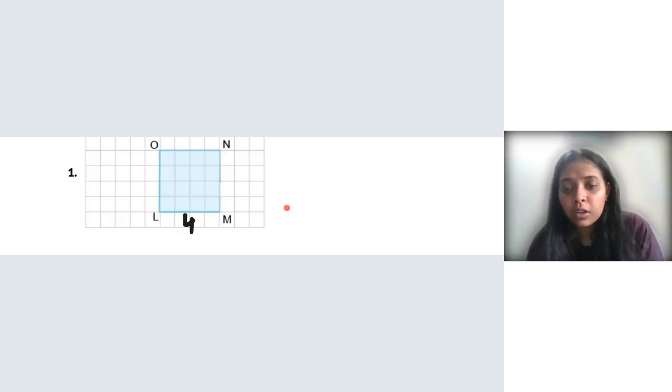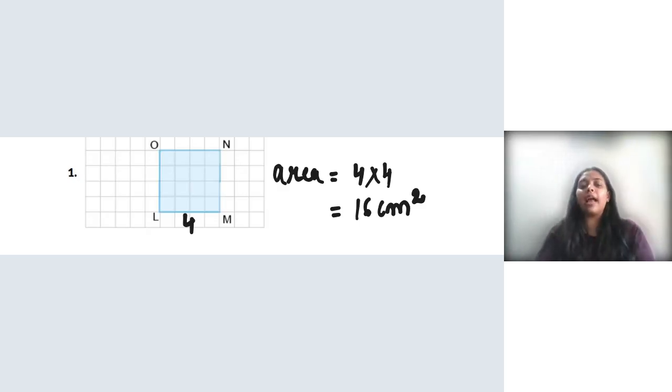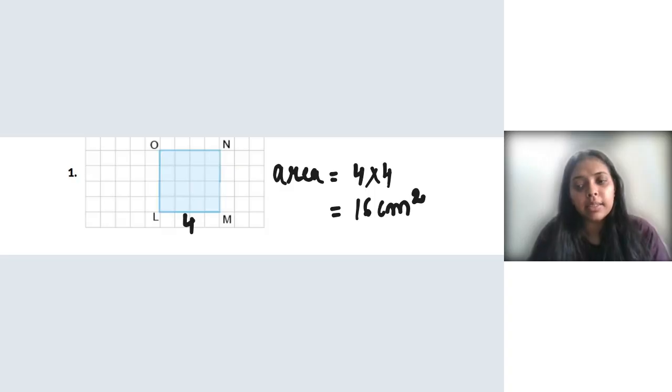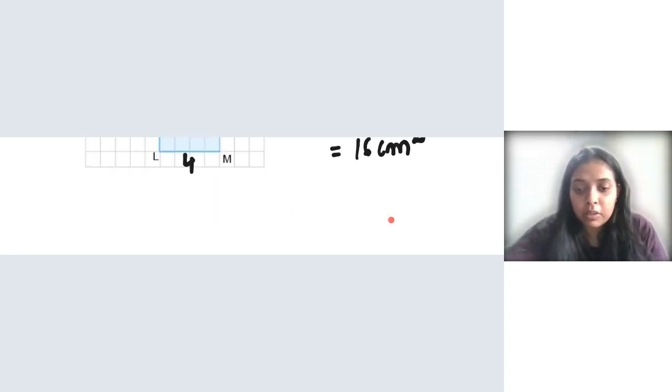What is 4 times 4? 4 times 4 is 16. So the area should be 16 square centimeters. Very good. And if I ask you to calculate the perimeter, what will be the perimeter in this? The perimeter is also 16. We'll add 4 times. Yes, very good.